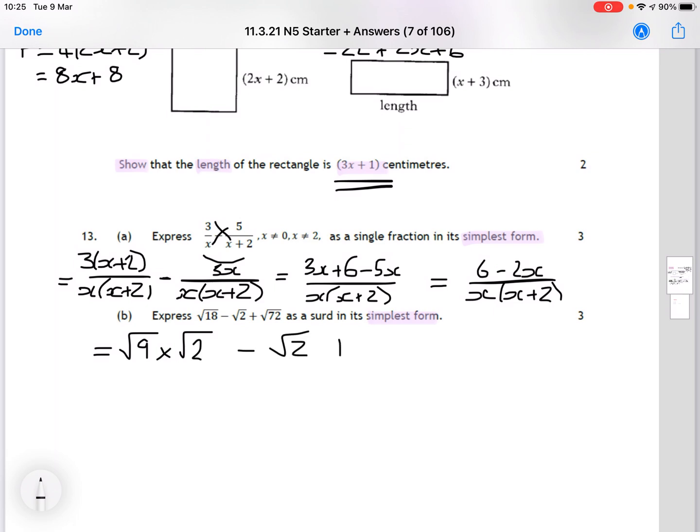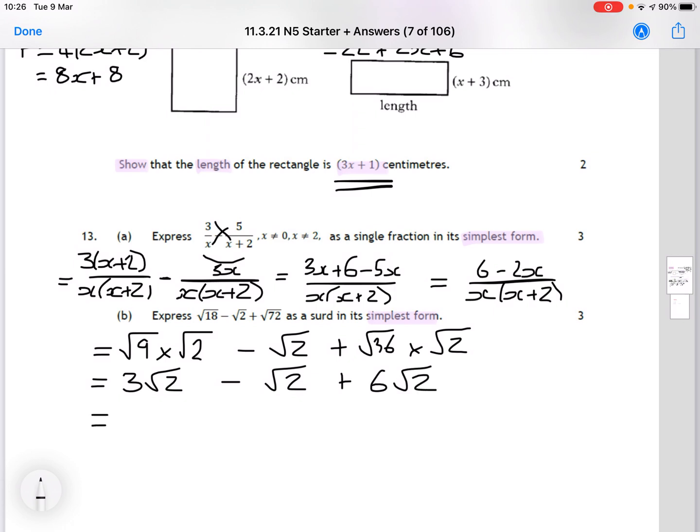And then for root 72, again, you're looking for two numbers where one is a square that multiply to 72. For 72, it's going to be 36 and 2. So root 9 times root 2 becomes 3 root 2, minus a root 2. And then root 36 is 6 root 2.